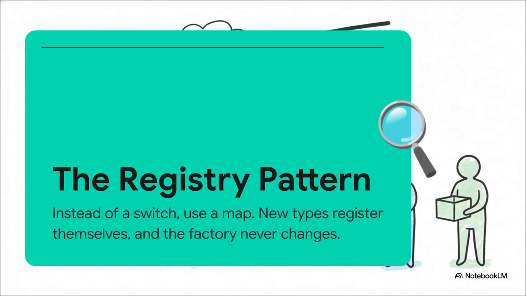The solution is a more advanced approach called the registry pattern. It's brilliant. Instead of a switch, the factory uses a map. The map's keys are the payment type identifiers, and the values are functions that know how to create that specific payment type. Now, when you create a new payment type in its own package, it can have an init function that automatically adds its creator function to the central map. The factory code itself, it never, ever changes.